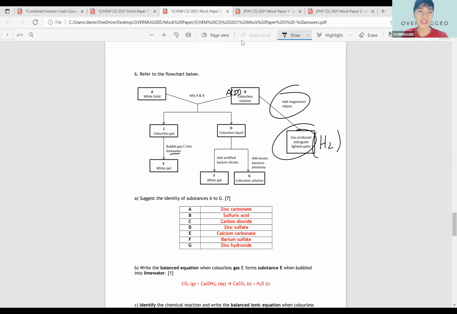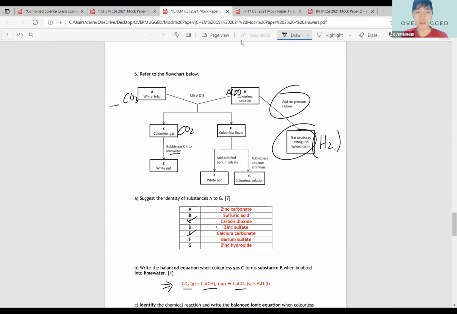Because we know that this is probably going to be carbon dioxide bubbling into lime water to form this white precipitate. You can take a look here, right? So when carbon dioxide reacts with your lime water, which is calcium hydroxide, it produces the white precipitate, which is your calcium carbonate. Okay, so already solved what is C and E. Okay, next. Acid plus something gives me carbon dioxide. We know now that A is probably a carbonate. Okay, but we don't know what yet.